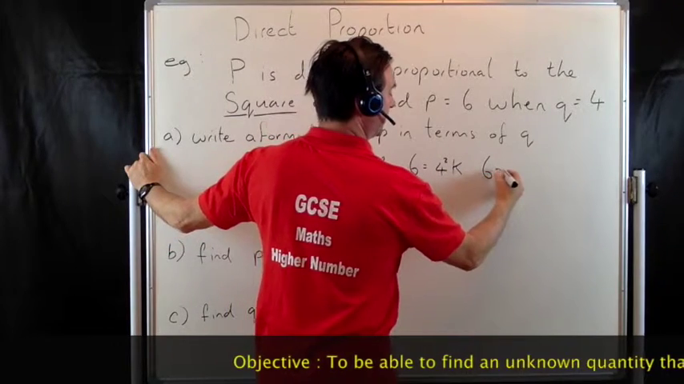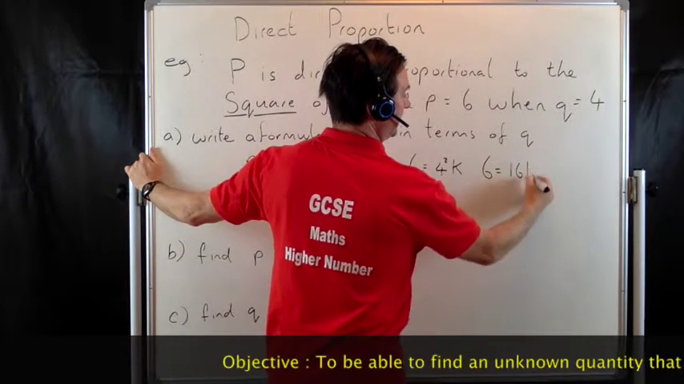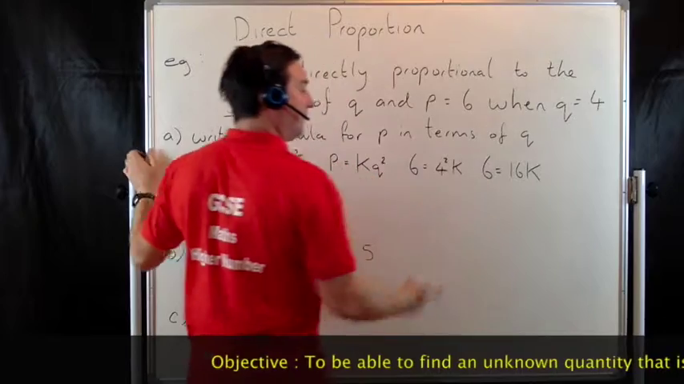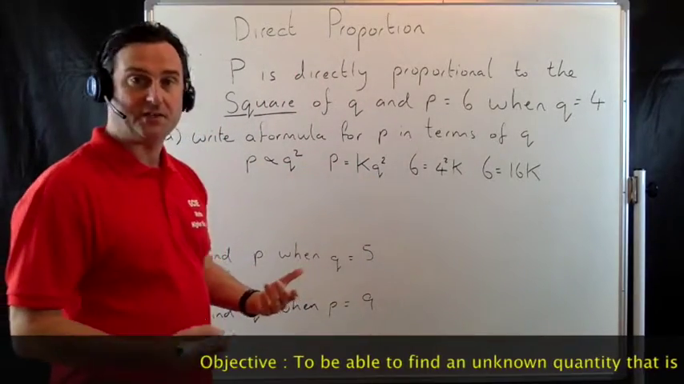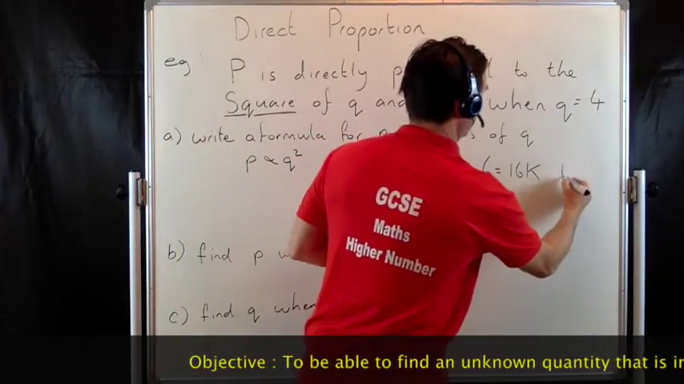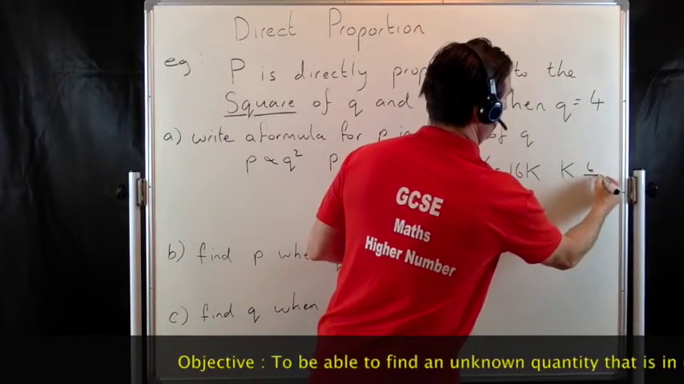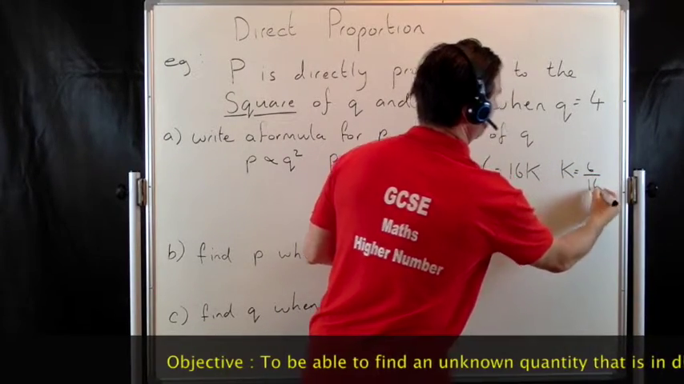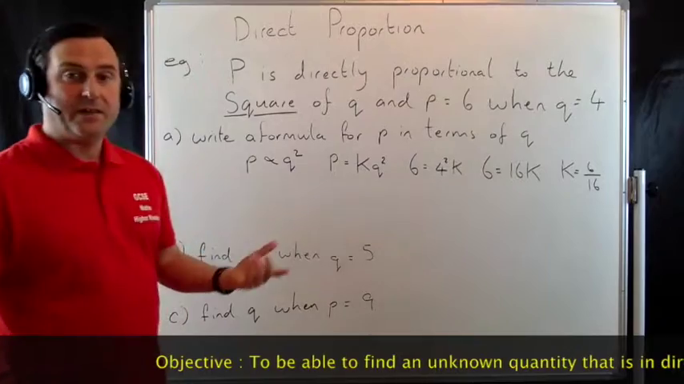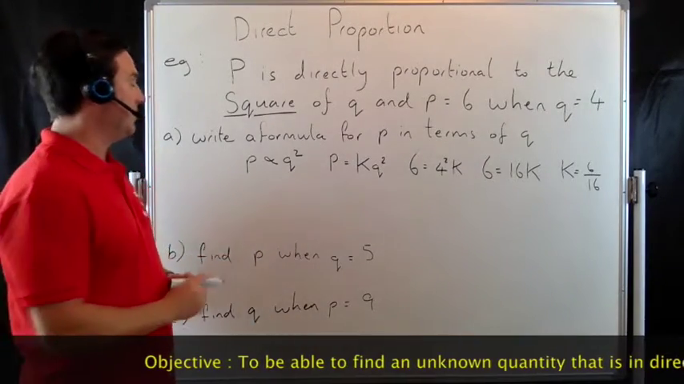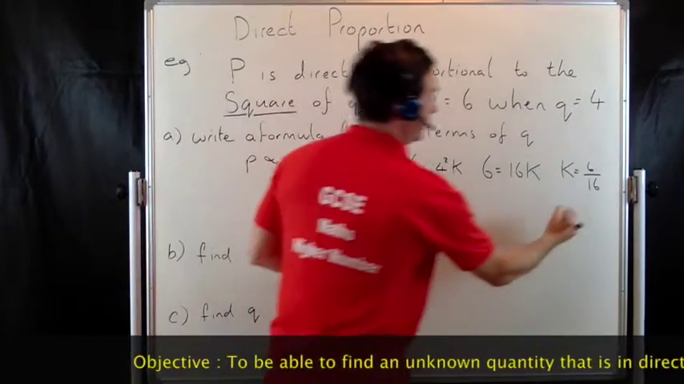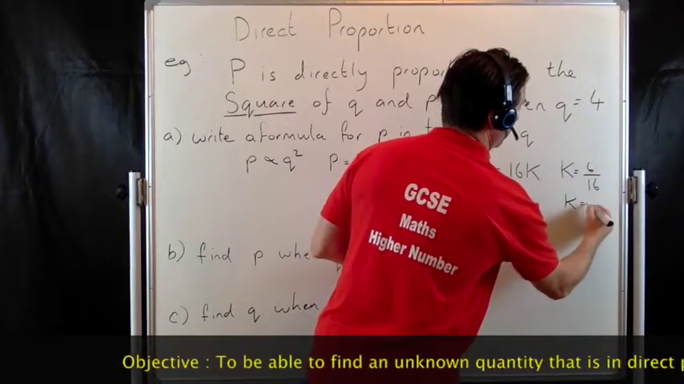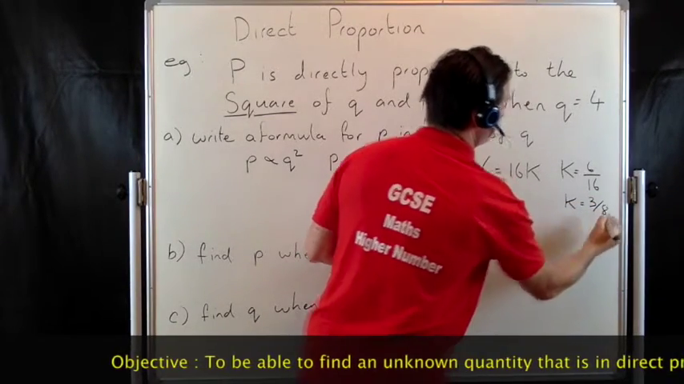So we end up with 6 equals 16K. So if I now take the 16 over to the other side, K is going to equal 6 over 16. Now that simplifies to 3 over 8. So we can write down here K equals 3/8.